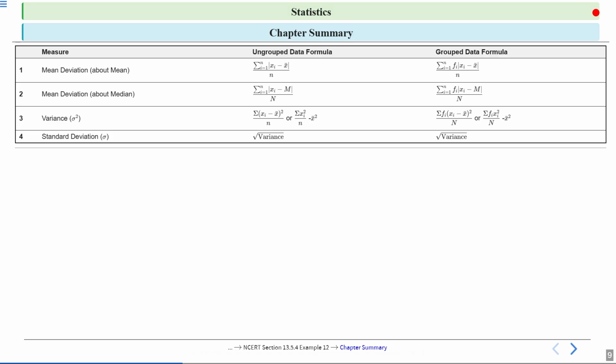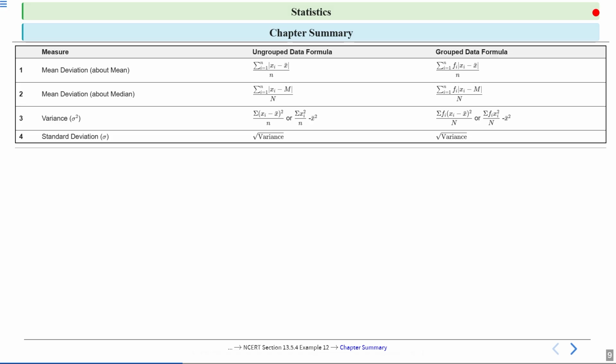And then the mean deviation about median for ungrouped data is summation from i equal to 1 to n of absolute value of xi minus M divided by n. And for grouped data, the formula for mean deviation about median is summation from i equal to 1 to n of fi times absolute value of xi minus M divided by n.